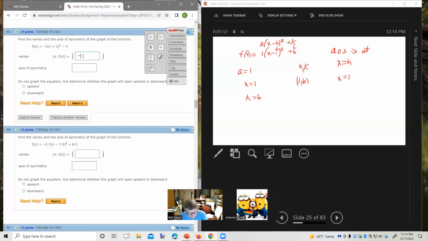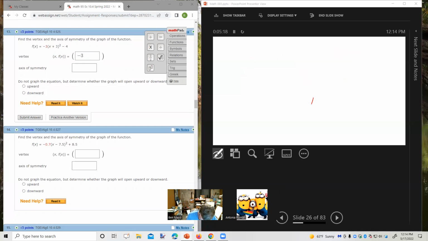-3. Okay. Again, x plus 3, inside inverse. So the inverse of that number goes there. And then the y value is what's obvious outside goes there. Okay.